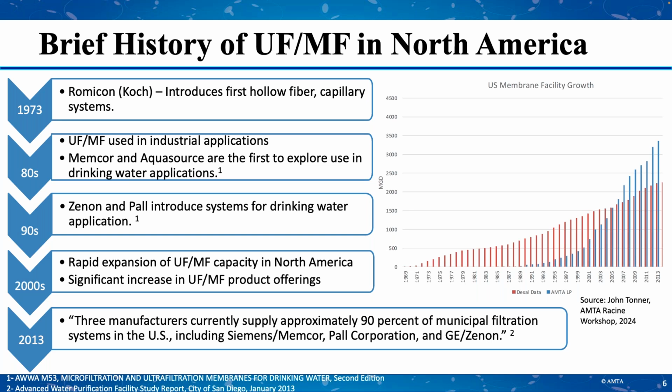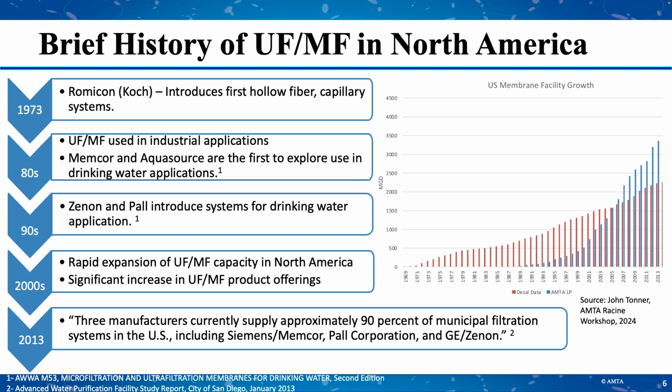I guess there's probably a lot of reasons that happened, but I would say that in large part the Long Term 2 Enhanced Surface Water Treatment Rule was a major contributor, and UF MF membranes, with their ability to provide over 4 log rejection of Crypto and Giardia, served that well.